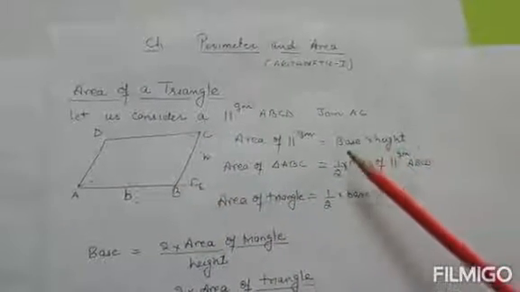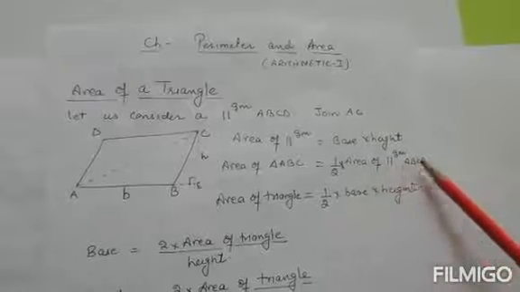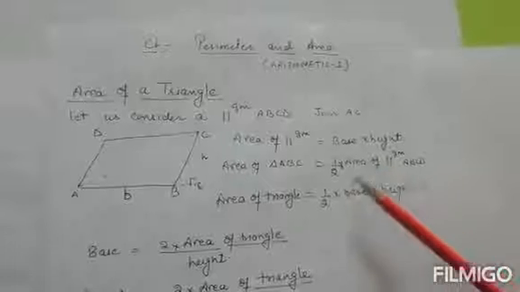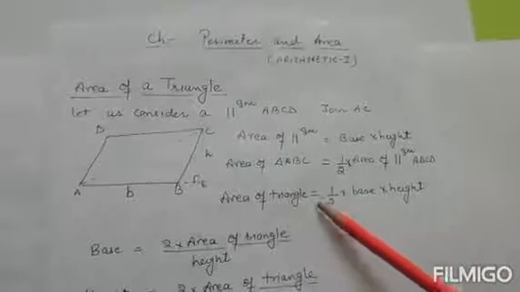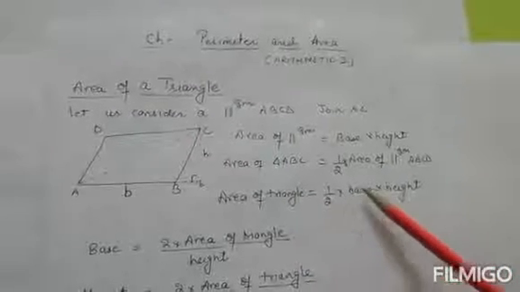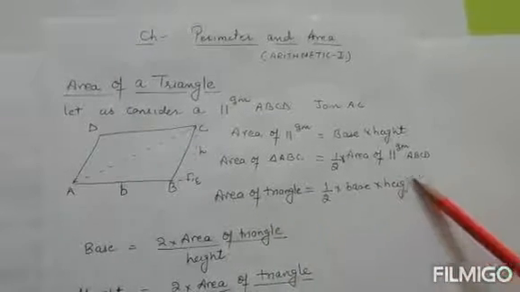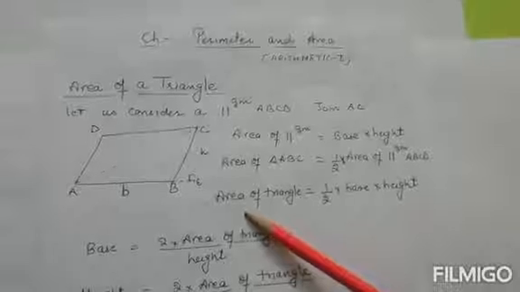And you substitute the area of parallelogram ABCD. The formula is base multiplied by height here. So you will get area of triangle equal to half of base multiplied by height. So this is the formula of the area of a triangle.